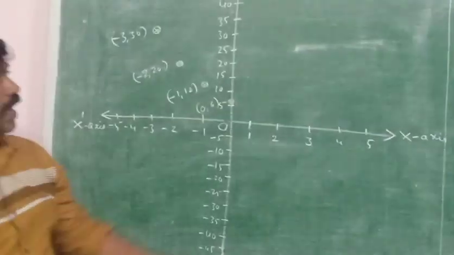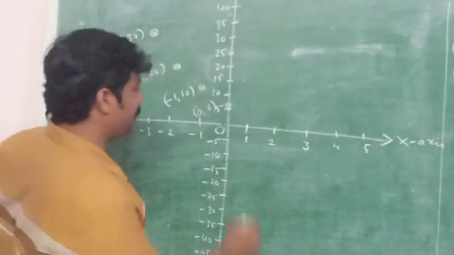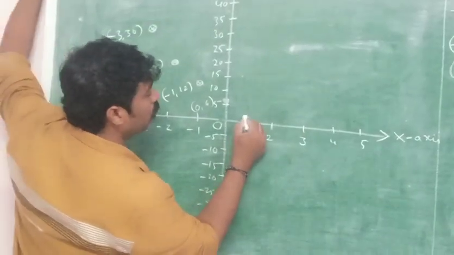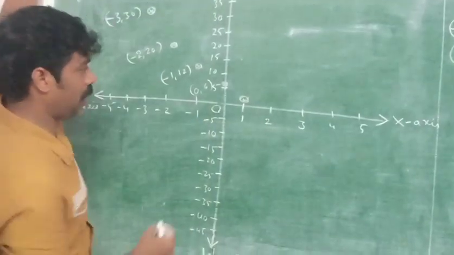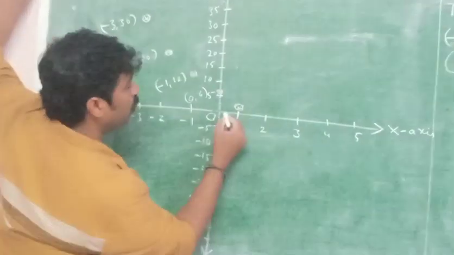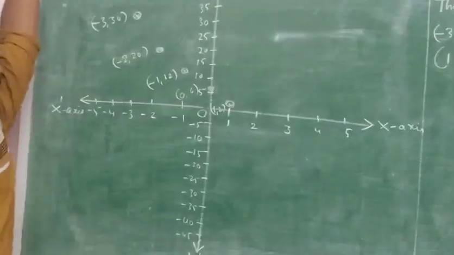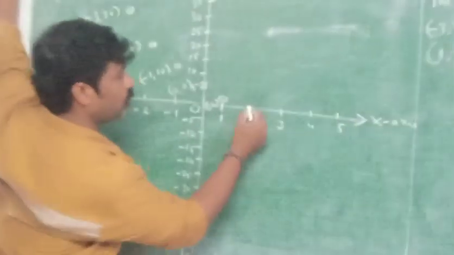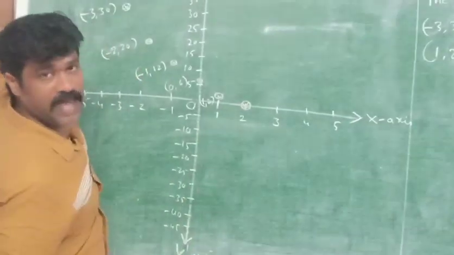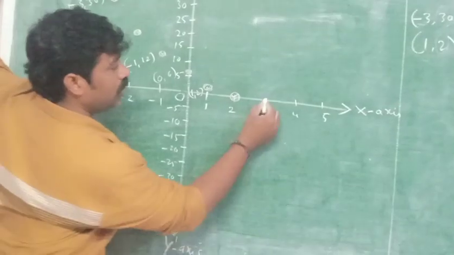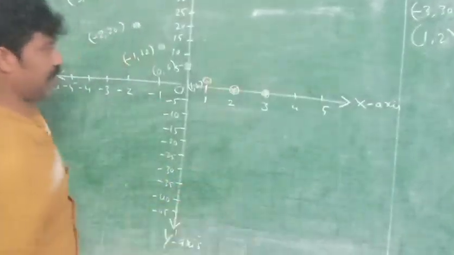Then again 1, 2. On the x-axis 1 and on the y-axis 2. So let this point be 1, 2. I have taken it below the 5. So it is 1, 2. Similarly, the next one is 2, 0. You get 2, 0 here on the x-axis, and 3, 0. 3 and 0 means you get the point there.